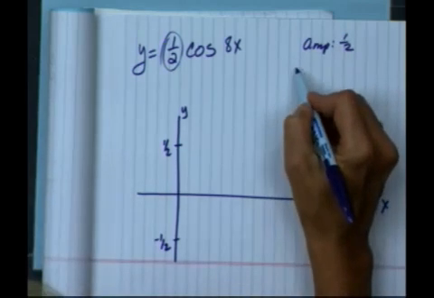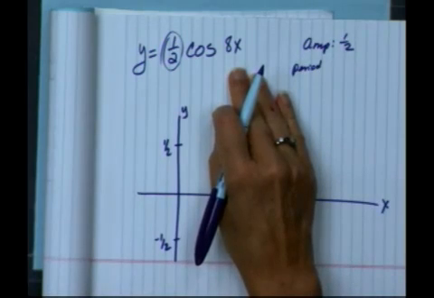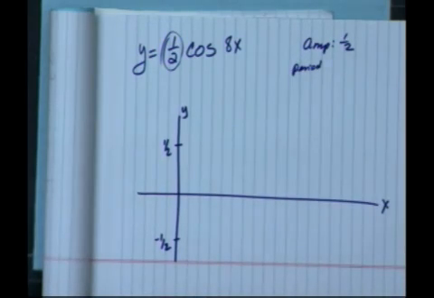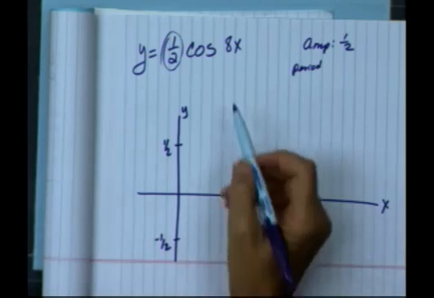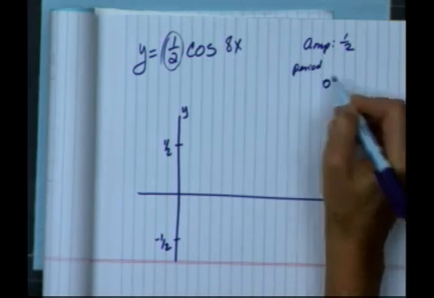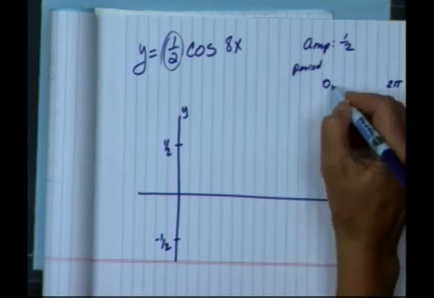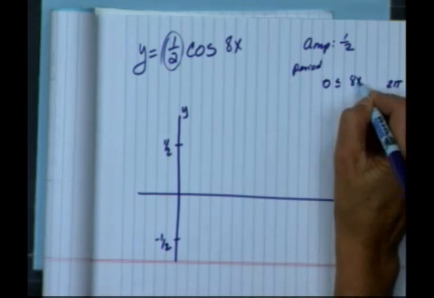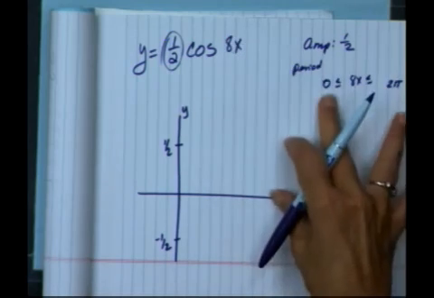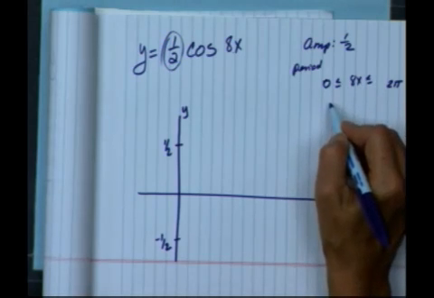Okay, if we're going to look for the period my way, we can think of this as being a horizontal compression by a factor of 1/8. We can say the normal cosine period goes from 0 to 2 pi. We want all the values of x that if I substitute into 8x will give me those special numbers between 0 and 2 pi. So we're going to multiply through by 1/8 or divide by 8.